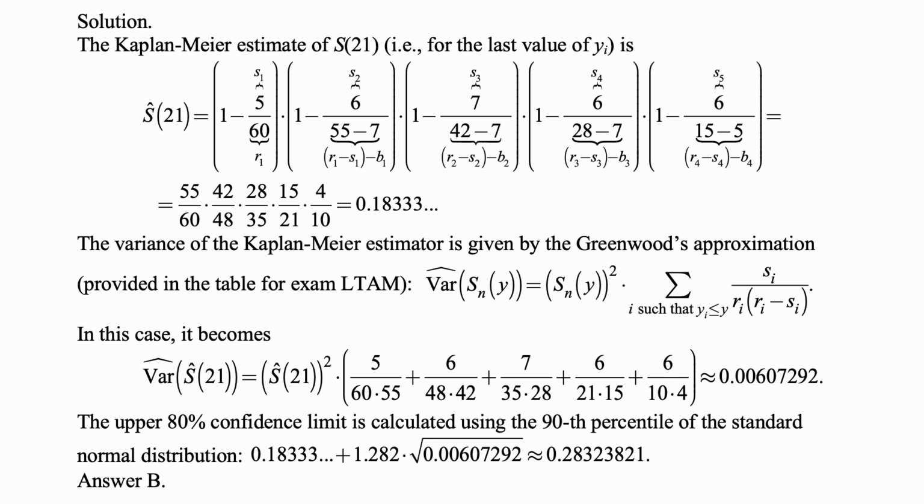And that's equal to 0.18333 plus the 90th percentile of a standard normal distribution, which is 1.282, times the square root of 0.00607292, and it's approximately equal to 0.283821, and that's answer B.